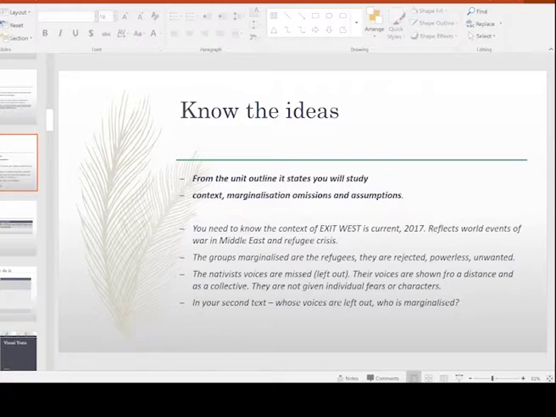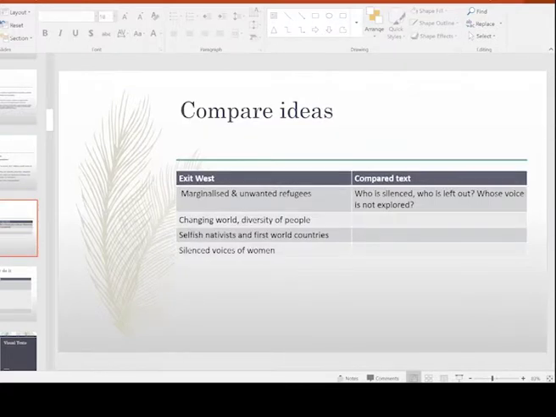So next, know your ideas. You need to know the context of Exit West. You need to know the context of your film, because it said that these questions are going to be about that. It's saying it in the course outline. You need to know which groups are marginalised, which are the refugees, the rejected, the powerless, the unwanted, which groups' voices are left out, and who's left out, who's marginalised.